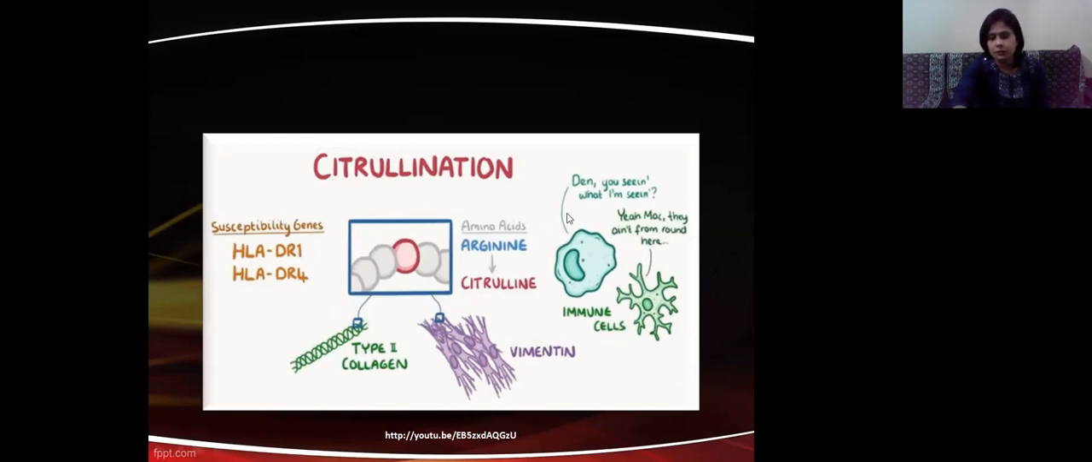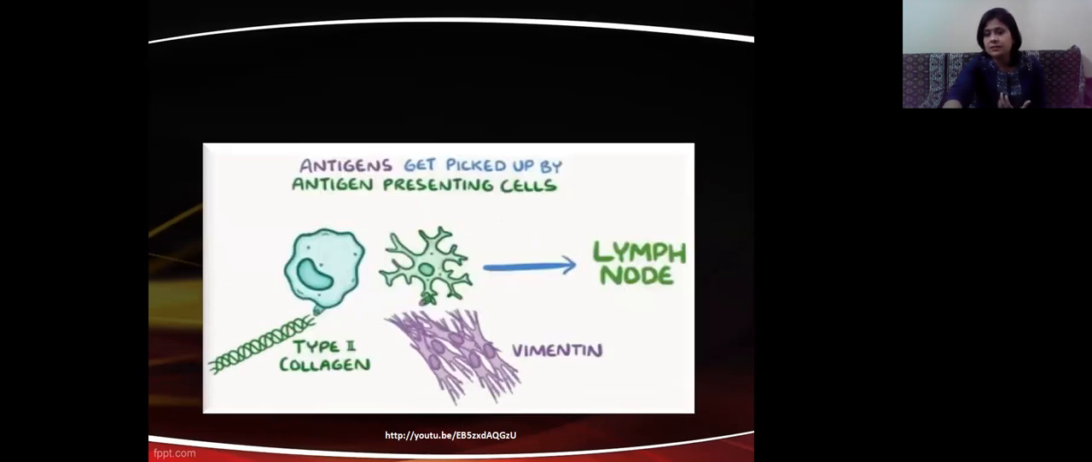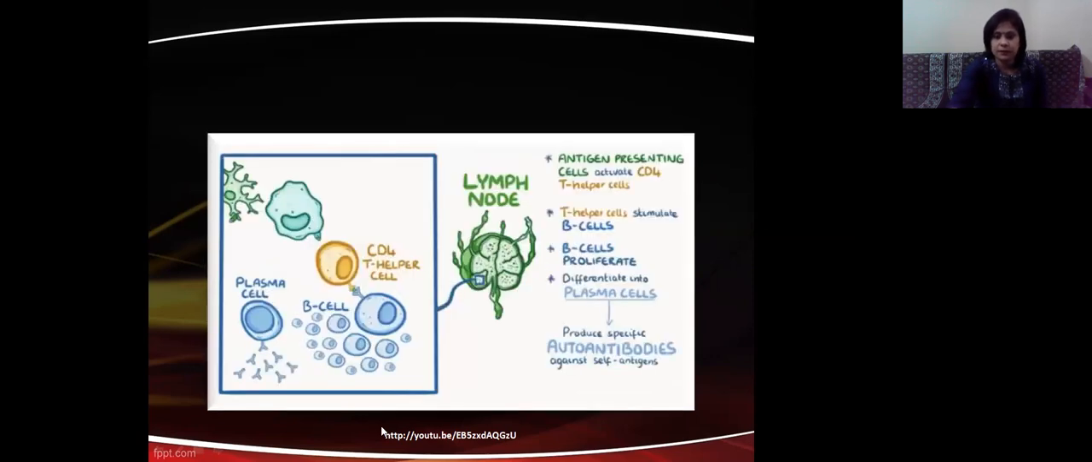So this immune system will respond and recognize these as self antigens, and these antigens will be picked up by antigen presenting cells and carried to the lymph nodes. In lymph nodes, these antigen presenting cells activate CD4 T helper cells.